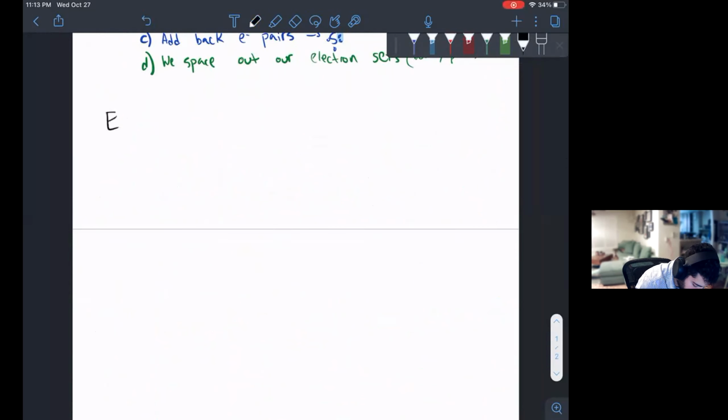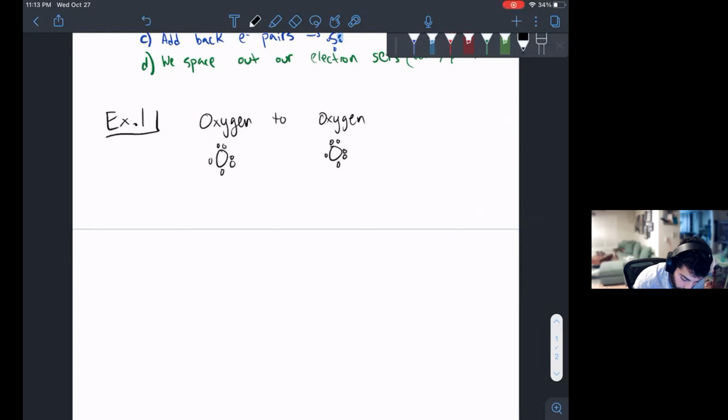So example 1. I'm going to go ahead and bond oxygen to oxygen. So first things first, step 1 is draw our Lewis diagram. So I'm going to draw a Lewis diagram of each. Oxygen has 6 valence electrons like sulfur. So we have our lone electrons. We've got 1 lone, 2 lone, 1 lone, 2 lone.